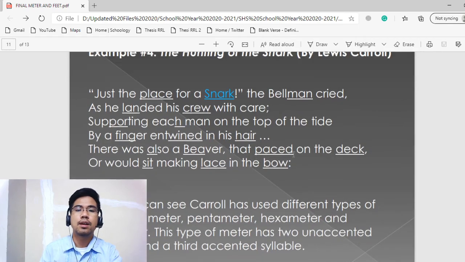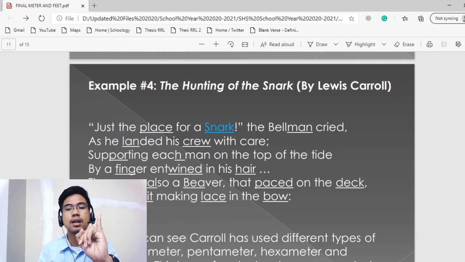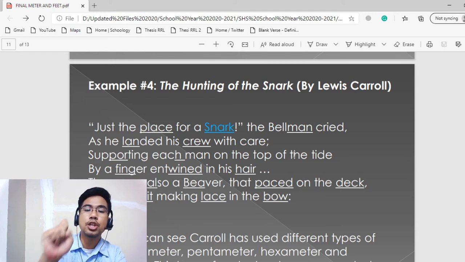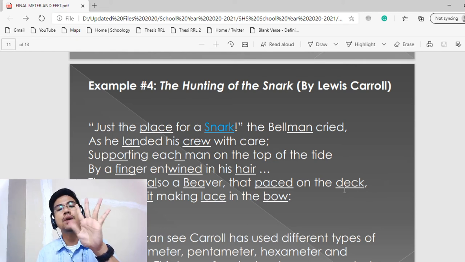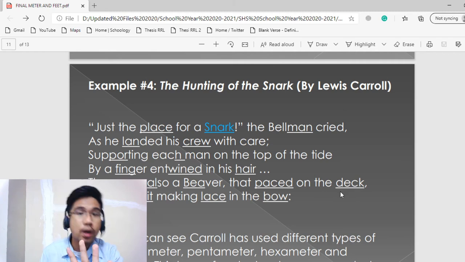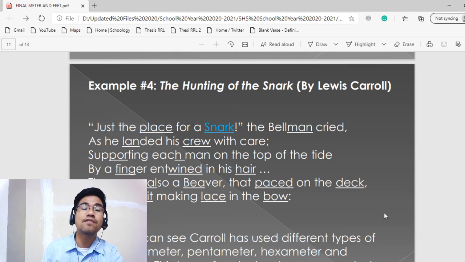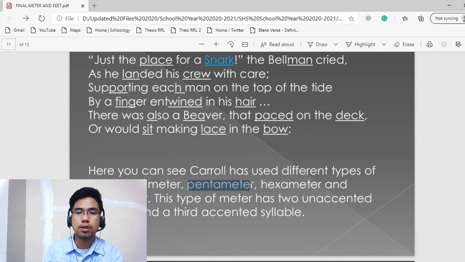Now, let's count. In the first line, "just the place for a snark, the bellman cried," 10. On the second line, "as he landed his crew with care," 8. That is why it's tetrameter. And then, let's go to the fifth line. "There was also a beaver that paced on the deck." So, 12 syllables. That is hexameter. But again, going back to the first line, it only has 10 syllables divided by 2. There are only 5 pairs of sound. That is why we can say that this is anapestic pentameter. I hope that is clear.